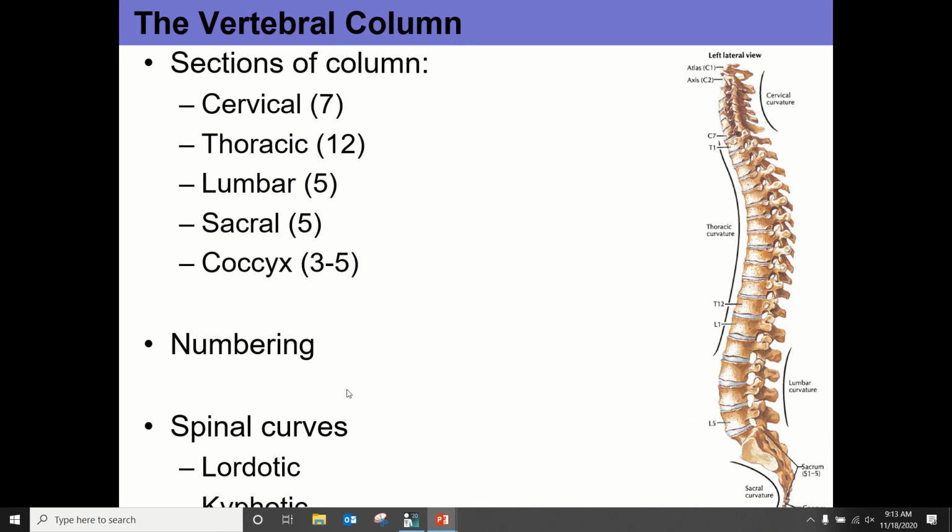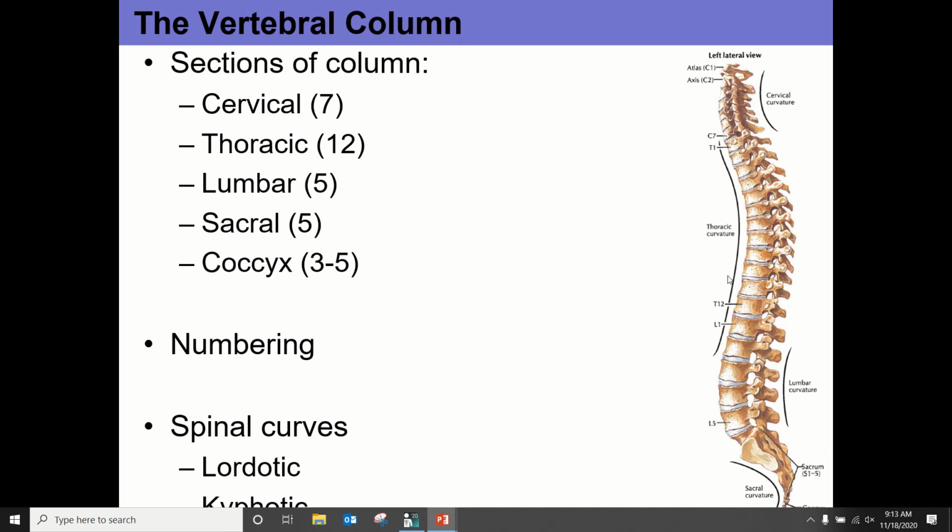In terms of the spinal curves, there are 2 types of curves: a lordotic curve and kyphotic. I know kyphotic fell off the screen there. Kyphotic is spelled kyphotic. And so a lordotic curve, there are 2 lordotic curves in the spine. The first is in the cervical section. The second is in the lumbar section. A lordotic curve is convex, so it curves out anteriorly. So lordotic curves are convex anteriorly.